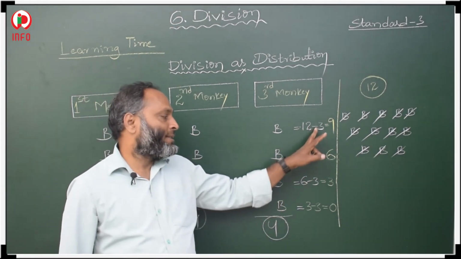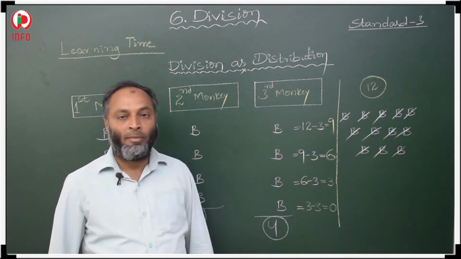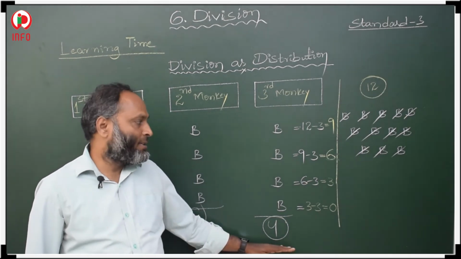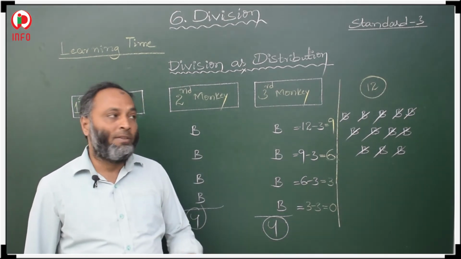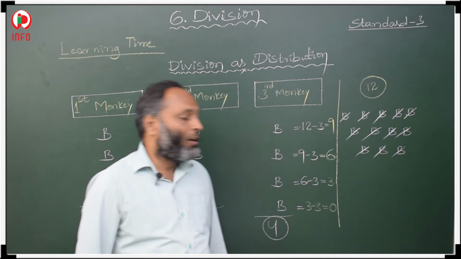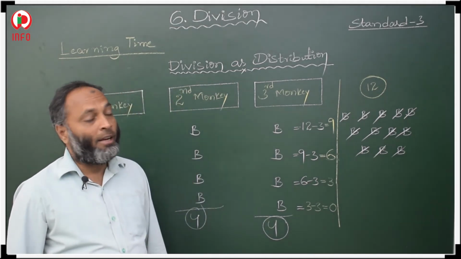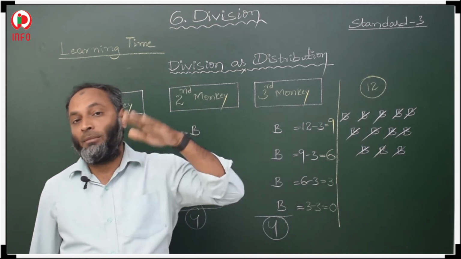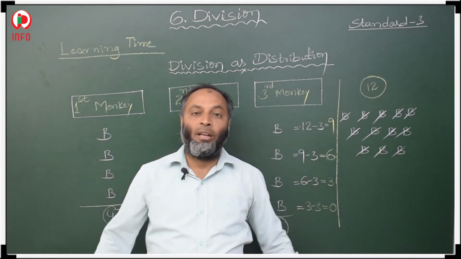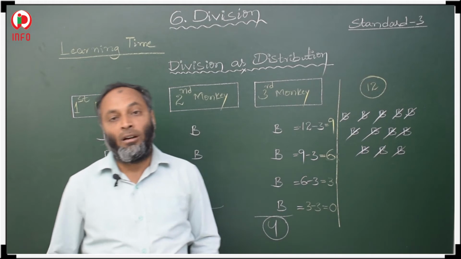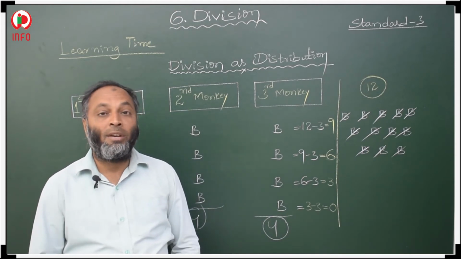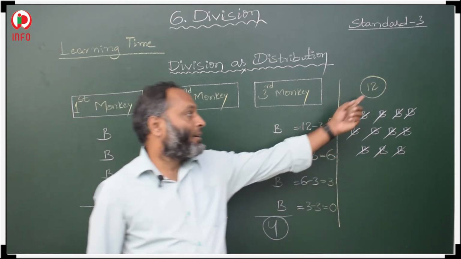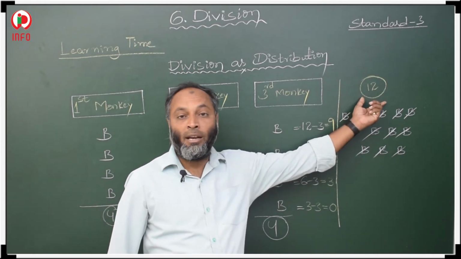Repeatedly we are doing minus 3, minus 3, minus 3, minus 3. So this is the division. Here, what are we dividing? Here we are dividing 12 bananas. The number of bananas we are distributing. So this 12 is called the dividend.